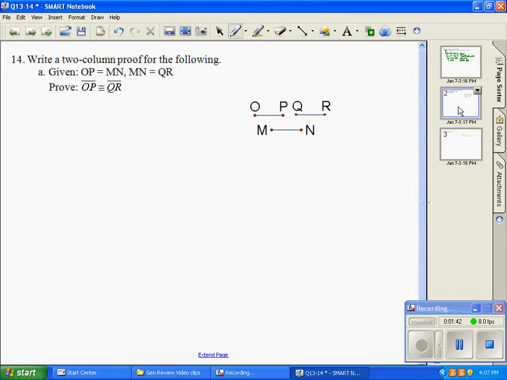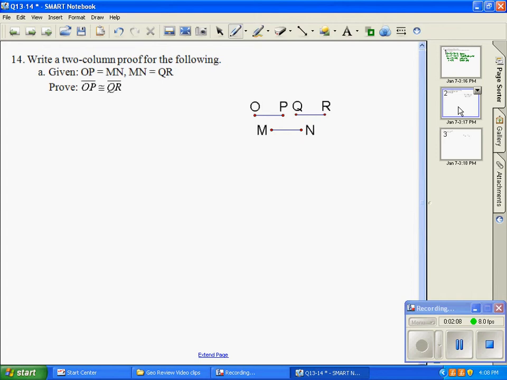Now for this one, we want to write a 2-column proof to show the following. So a given is OP equals MN and MN equals QR. Okay, so we see the segments right there on the side, so we can see what is congruent to what. Okay, so we want to prove that OP is congruent to QR. So in a sense, we're trying to prove a transitive property.